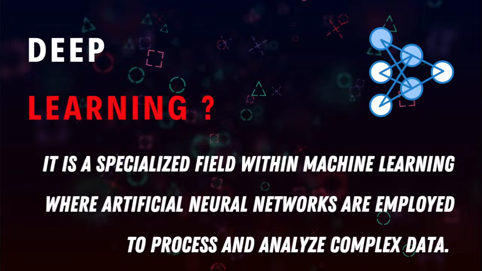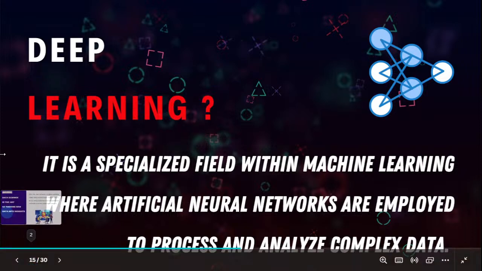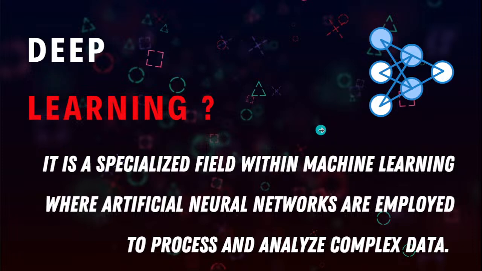Next one is deep learning. Any idea of this deep learning concept? It is a specialized field within machine learning where artificial neural networks are employed to process and analyze complex data. Okay, we don't have time, so I will explain. Deep learning is to handle the data, right? Machine learning trains the data, deep learning handles the data. Once the data has been handled, then only the data will be trained. Yeah, exactly.